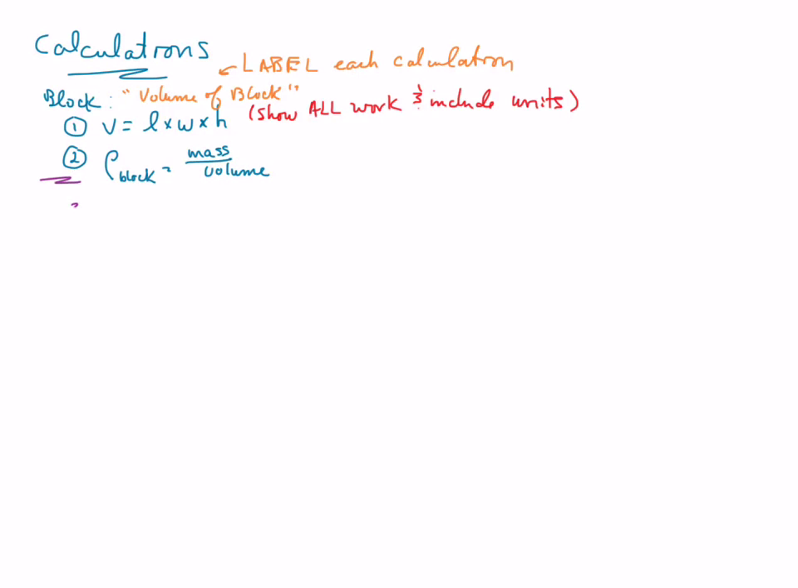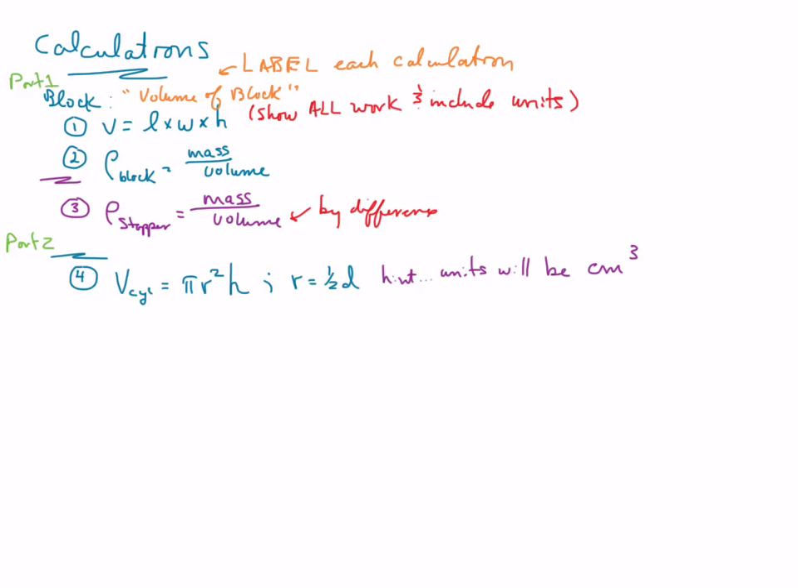Okay. So calculation 3 then is the density of the stopper. Of course you have the mass of the stopper in grams, and you should have the volume of the stopper in milliliters. That was the displacement one. So the units of density there will be grams per milliliter. Then on to part 2 with the cylinder.